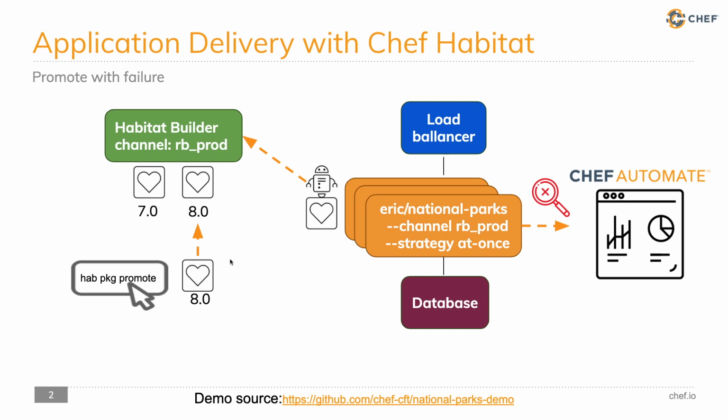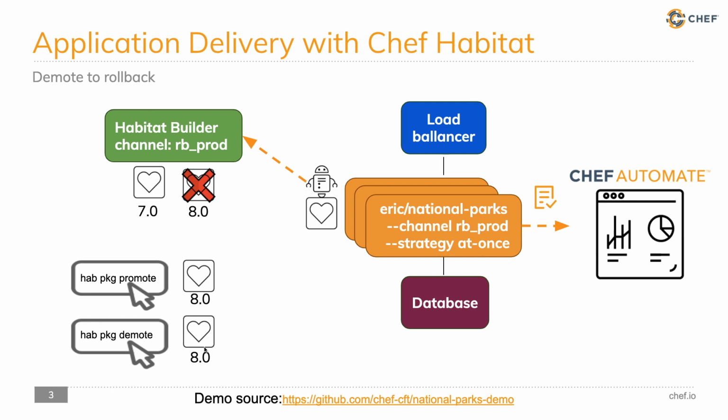We will promote version 8 of our application, which will cause our intelligent agent to download the new version and apply the updates. Unfortunately, version 8 will fail. We will see our deployment failure in Chef Automate. Once we see the failure, we will then demote version 8, which will remove it. Our intelligent agent will see this demotion and roll back to version 7. We will then validate the health of the rollback operation in Chef Automate.